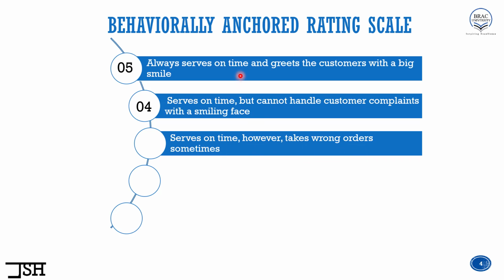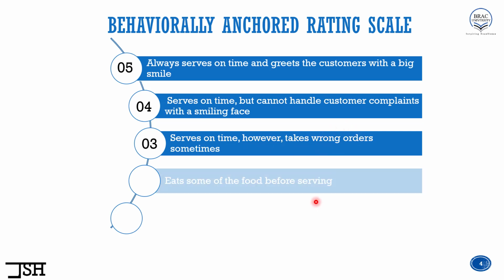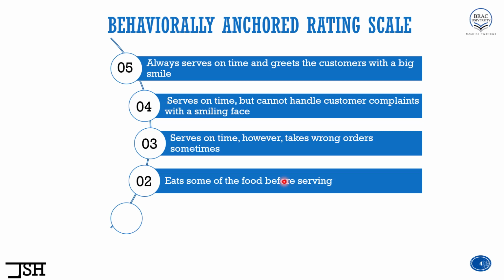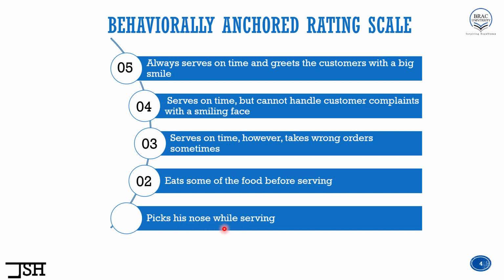See, at each level, the quality of service or behavior is decreasing. The HR manager has decided that if any server demonstrates this behavior, then that person will be scored 3 out of 5. Then what can be the next type of behavior, which is worse than this? This one: eats some of the food before serving. If somebody is seen doing this, that person will be given a 2 out of 5. Now, can you guess what can be worse than this and deserves a 1 here? I don't know what, but this is the worst that I could think of: picks his nose while serving. This is really gross. If somebody demonstrates this behavior, that person will receive a 1.